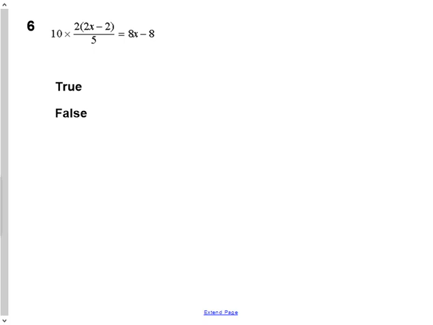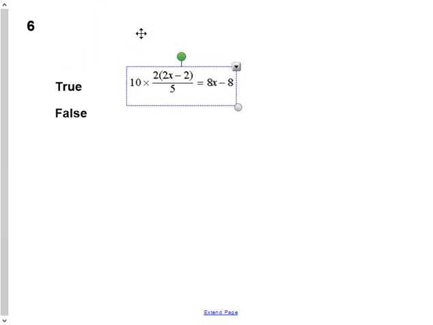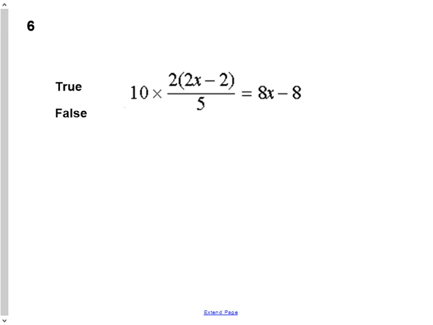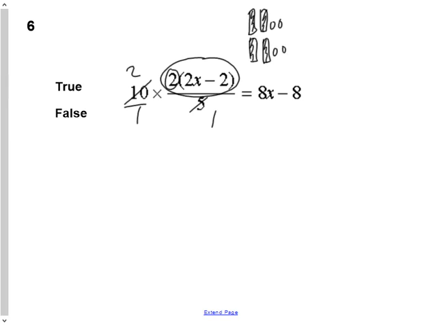Question number 6, again, true, false. It says 10 multiplied by 2 times 2x minus 2 over 5 is the same thing as 8x minus 8. So if I think about 10 as being 10 over 1, and I cross-reduce, then really what I have is 2 multiplied by 2 times 2x minus 2, which looks really complicated. If I drew this first, I have two groups of 2x minus 2. So there's a 2x and a minus 2. And this means I have two of them, so I'm going to double it.